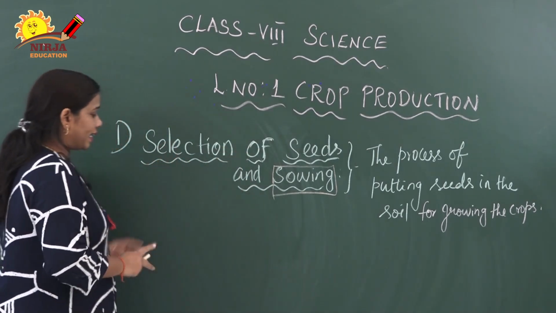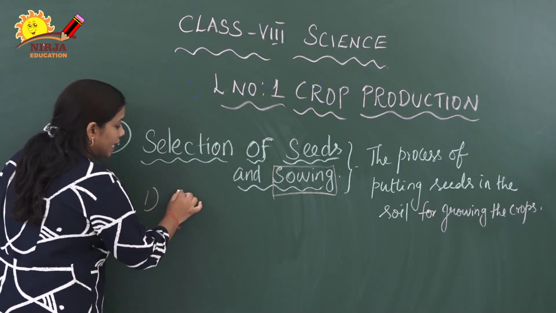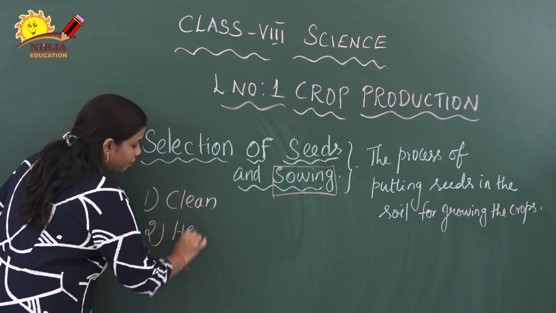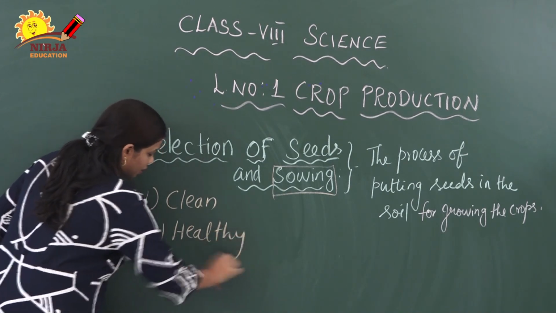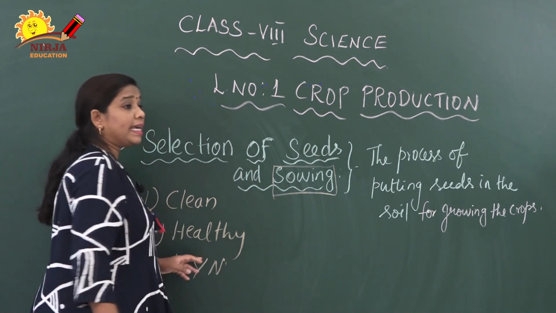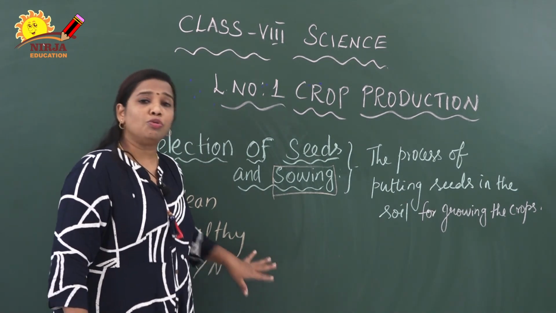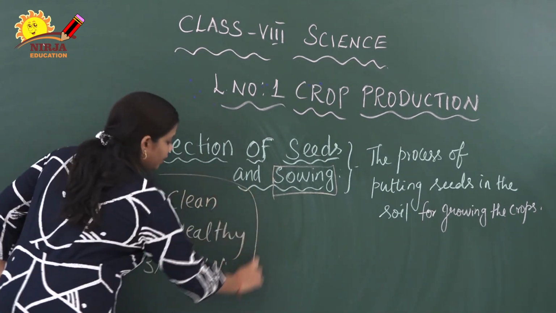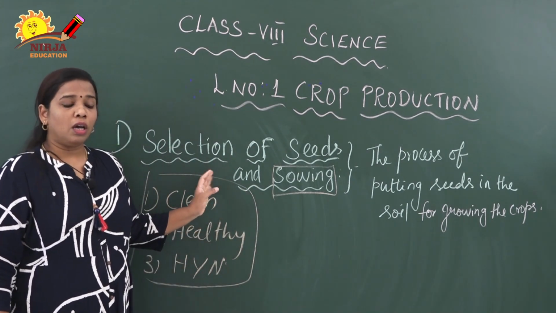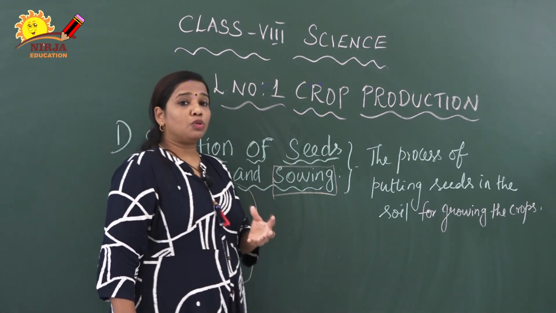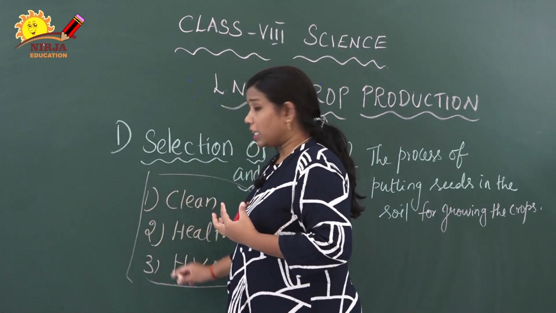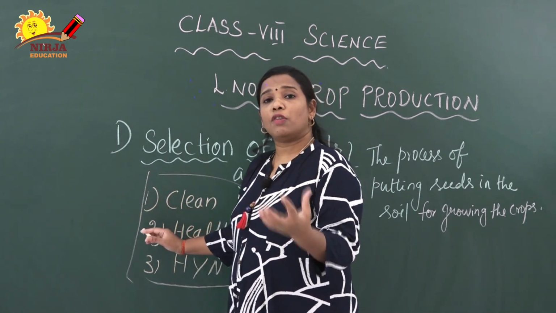So, there are three categories they are selecting. One is clean, the second is healthy, the third is HYN. HYN means high yield food grains, high yield nutrients. These three things they have to see. So keep it in your mind, children. Before sowing, we should select the seed, and we have to check these three categories in the selection of the seed.